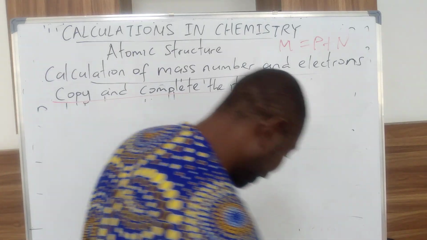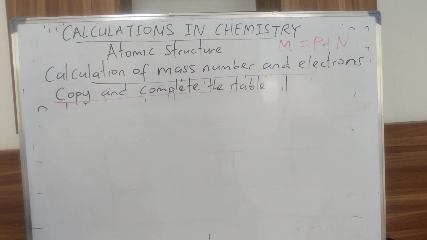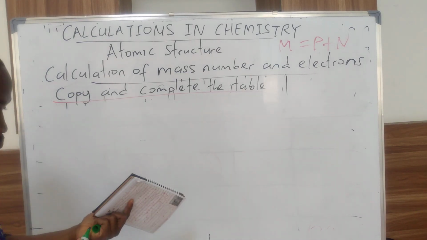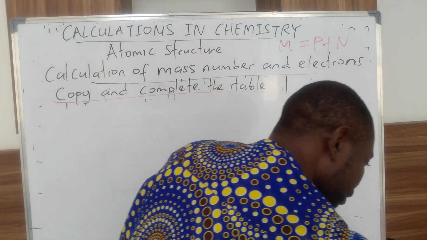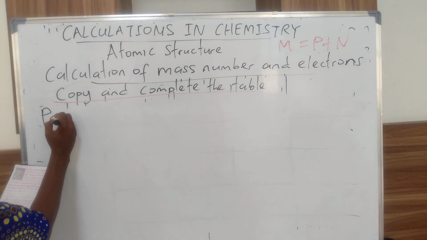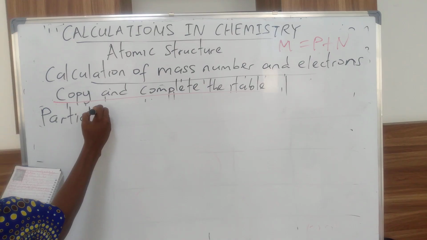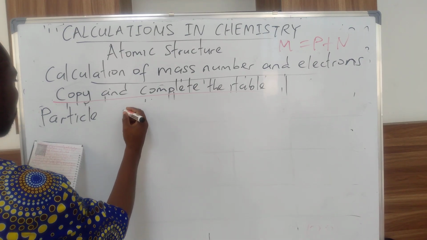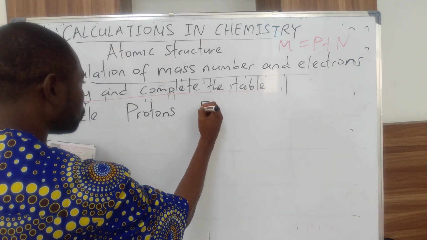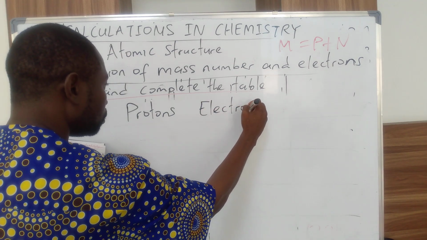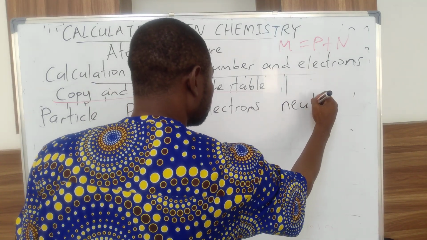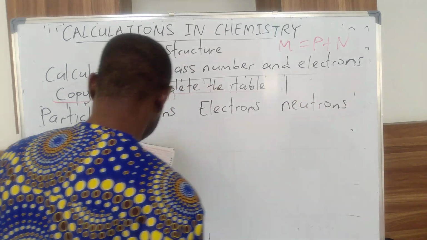Okay, the second example I'm going to do is also a WAEC question, and it's still copy and complete the table. It's a table. We have particle, we have protons, we have electrons, and we have neutrons. It's also a past question.